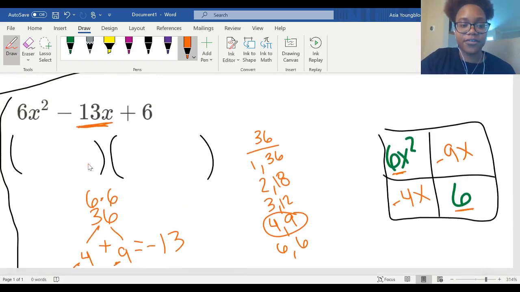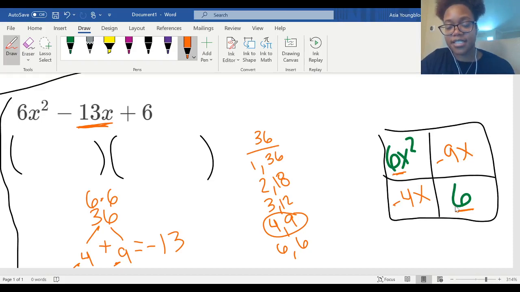Again, negative 13x is here, negative 4x minus 9x. And we have also made sure that our diagonals are the same. 6 times 6 is 36. Negative 9 times negative 4 is positive 36.